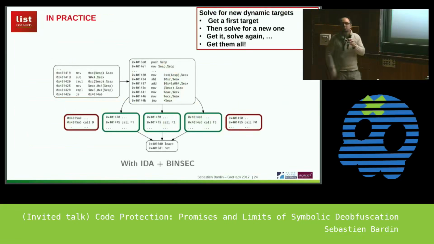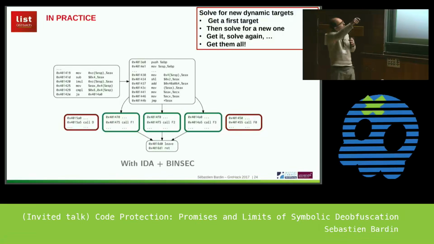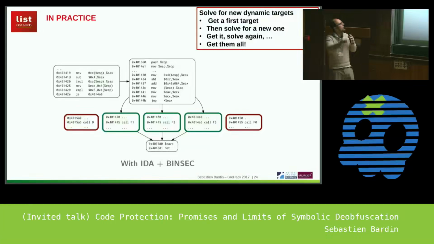So, just a few small examples. Okay, there is no animation. If we take our example back, suppose we have some path which reaches here, then we can create a path predicate. We can ask for a first solution, and we will get some value for the target. So let's say this one.